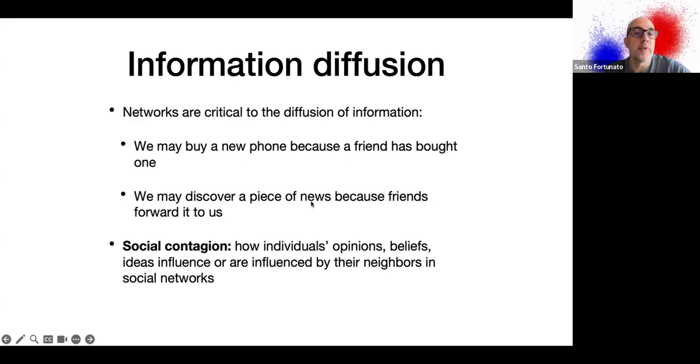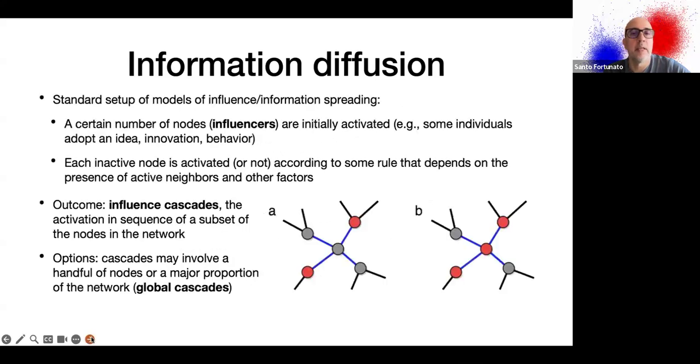You may also discover a piece of news because friends forward it to us. Oh, look what I read today. Or have you seen, I found this nice photo. Yesterday, a friend of mine sent me a very, very funny picture that I didn't know about through Messenger. This is called social contagion: how individuals' opinions, beliefs, ideas influence or are influenced by their neighbors in social networks. And that's what we're going to be discussing pretty much between the next few minutes and Tuesday.